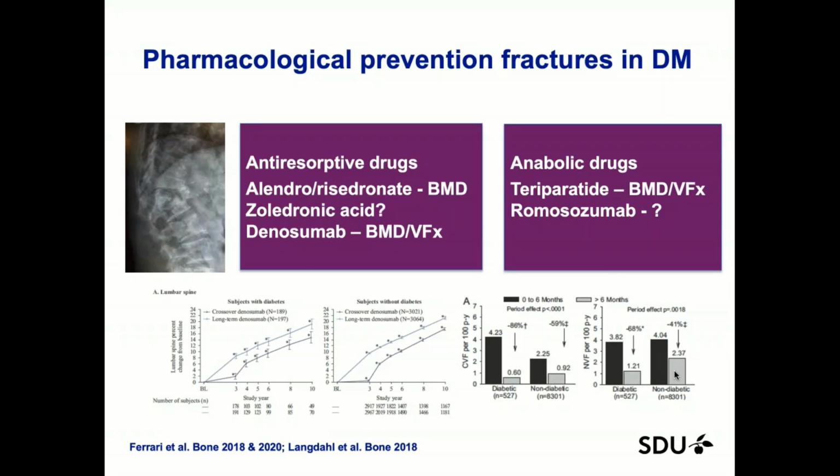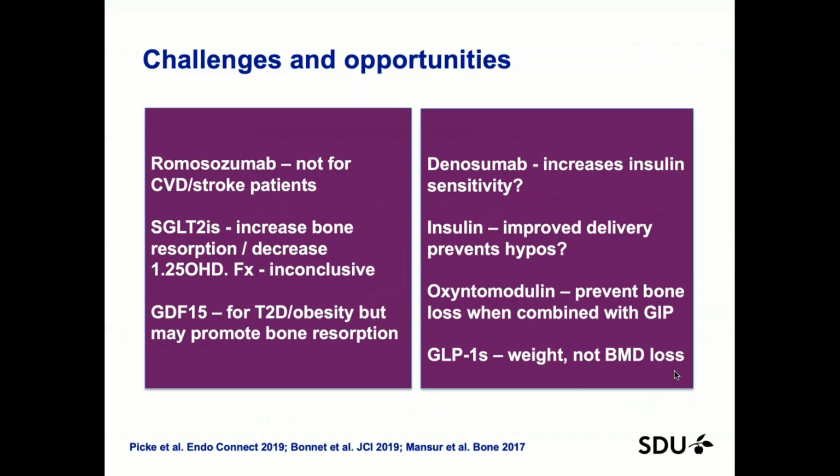Now, when it comes to romosozumab, we're slightly short of data yet, and that's a little bit of a pity because with higher levels of sclerostin, it could be perhaps the drug to go for. However, romosozumab does come with a warning, and we are probably not going to use it in patients with existing cardiovascular disease or stroke, at least not in this country. And so it may not be the drug of choice in patients with diabetes, at least not as knowledge stands right now.